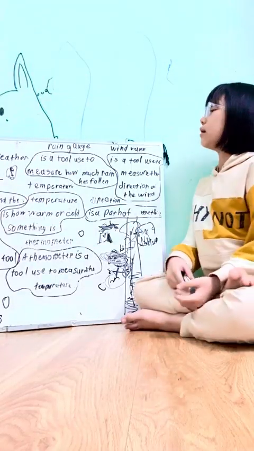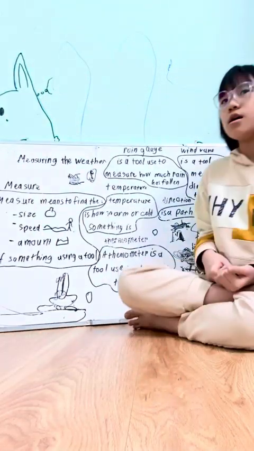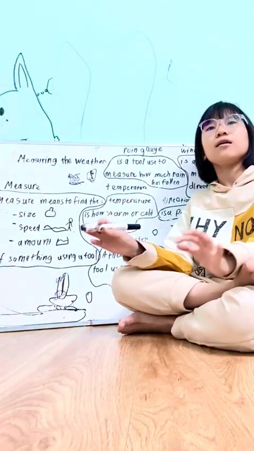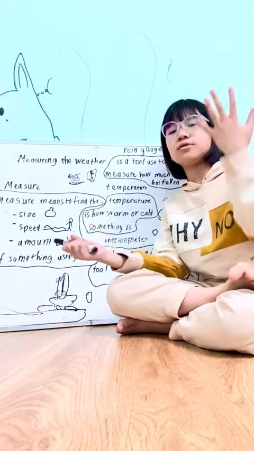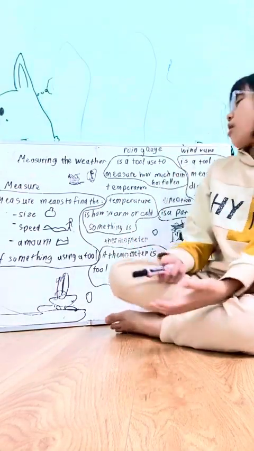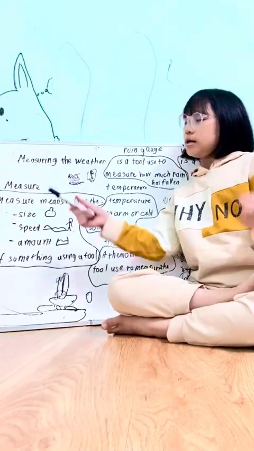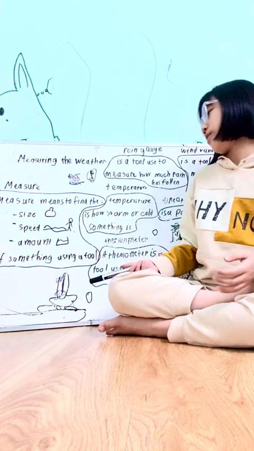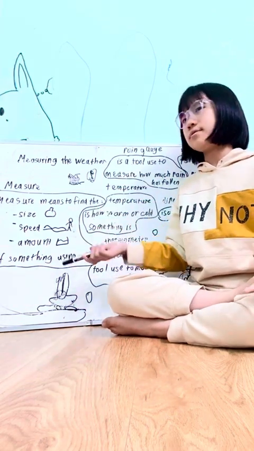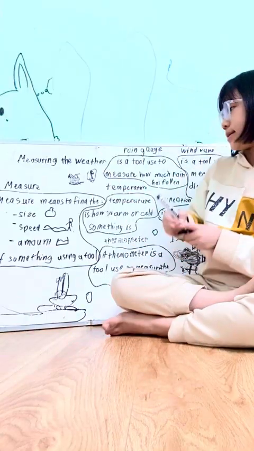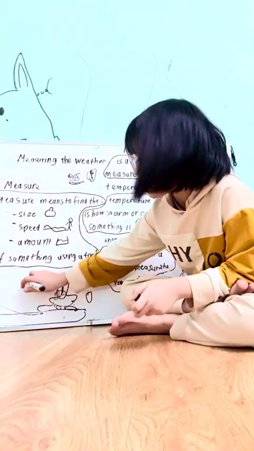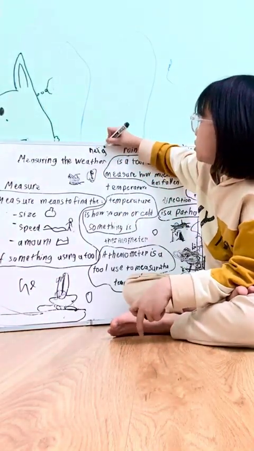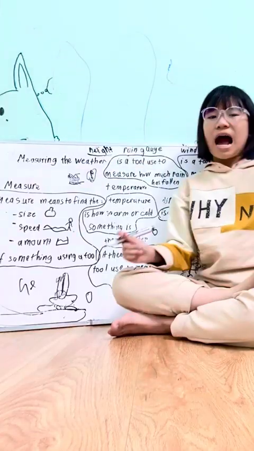So now the question. What else can we measure? There are lots of things that we can measure. Here, there are 3 examples. They're just examples, not all of them. The first ones are size, speed, amount, and also height. Height, like how tall we are.